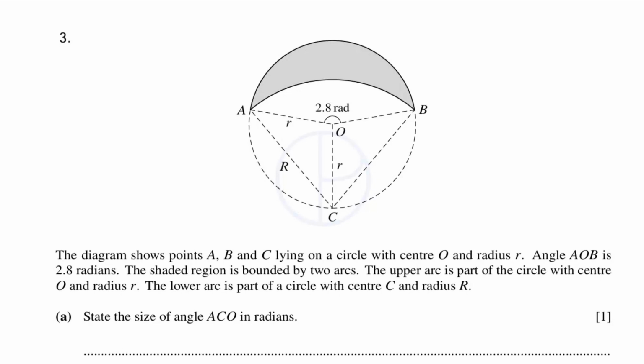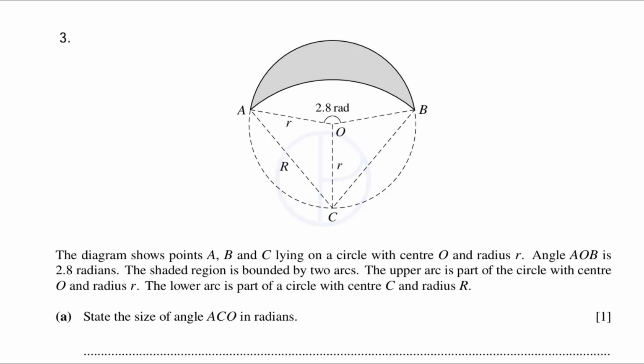The next question is: the diagram shows points A, B, C lying on a circle with center O and radius r. Angle AOB is 2.8 radians. The shaded region is bounded by two arcs. The upper arc is part of the circle with center O and radius r, and the lower arc is part of a circle with center C and radius capital R. State the size of angle ACO in radians.